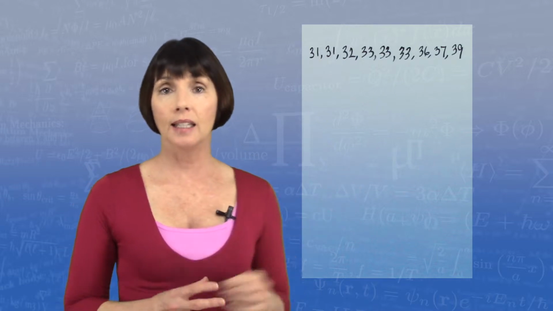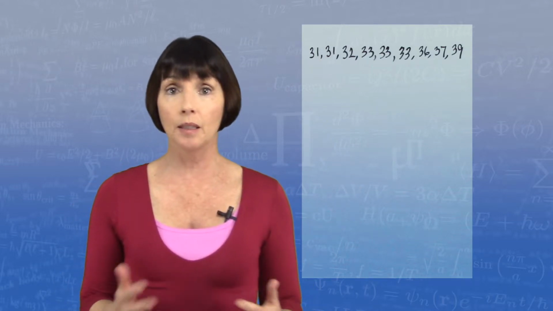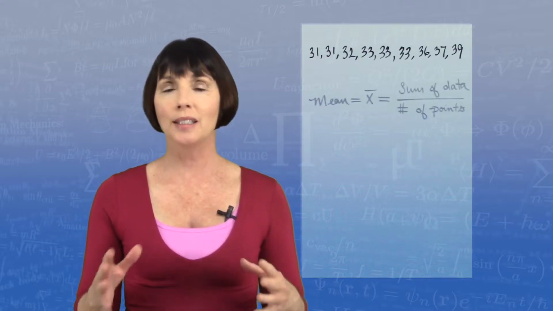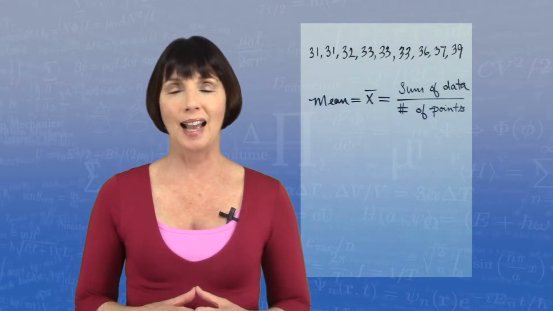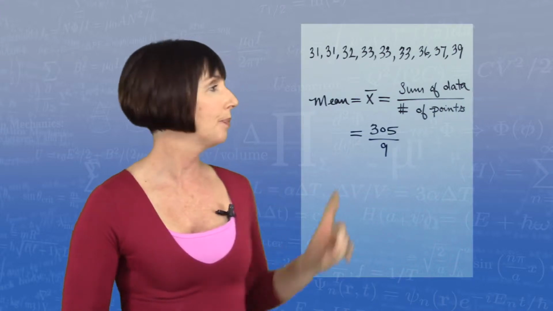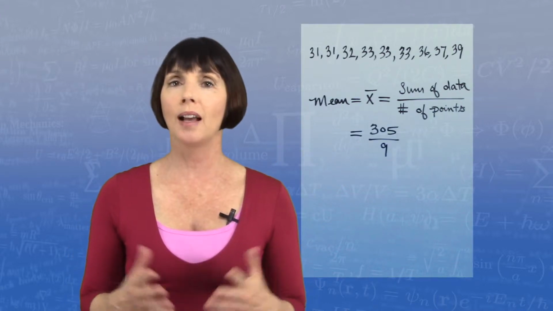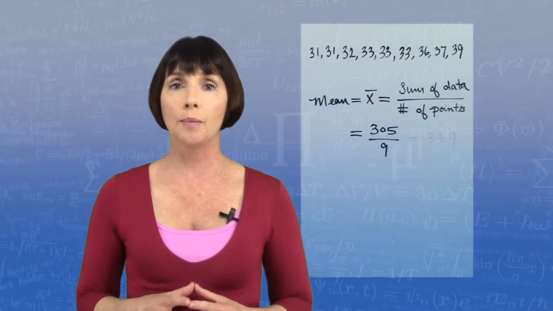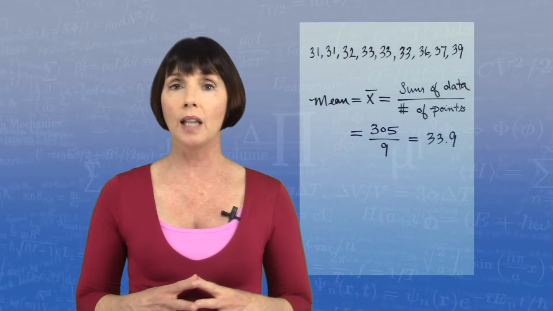I have a data set here, and we're going to find the mean and the median and compare them. To find the mean, I'm going to add up all the data points and divide by how many points I have. So in this case, my mean, x bar, is 305 divided by 9. I have 9 data points. And when I do that division, I find that my mean is 33.9.